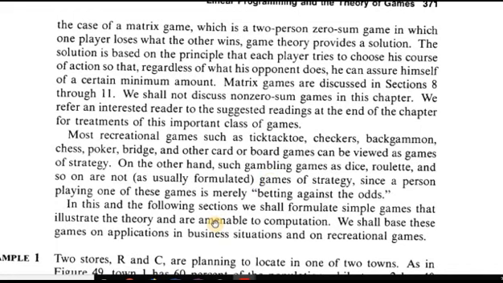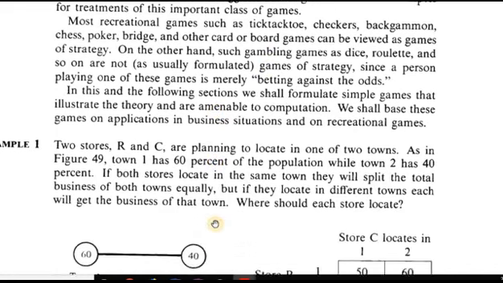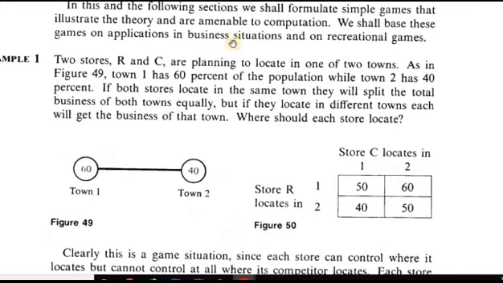Okay, so let's take a look at one of these business games. You have two stores, R and C, which are planning to locate in one of two towns. As in figure 49, town 1 has 60% of the population, town 2 has 40%. If both stores locate in the same town, they'll split the total business of both towns equally. But if they locate in different towns, each will get the business of that town. Where should each store locate?